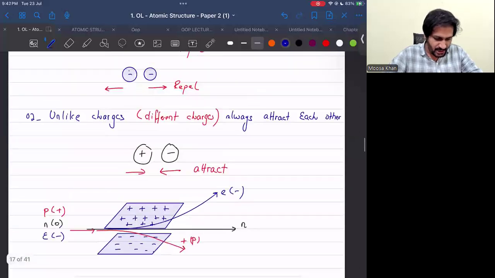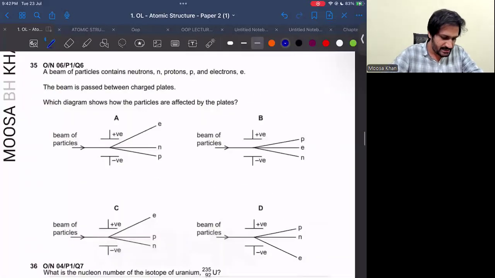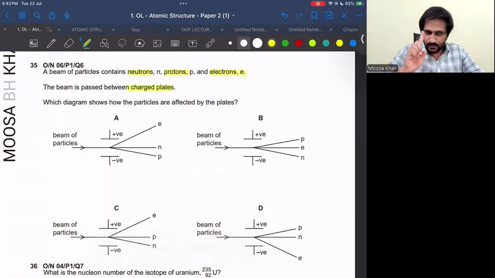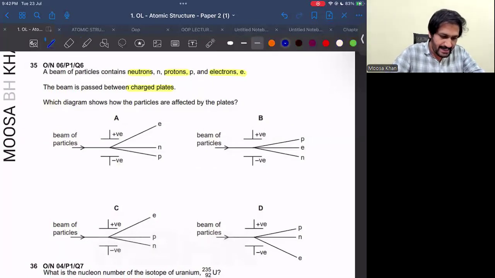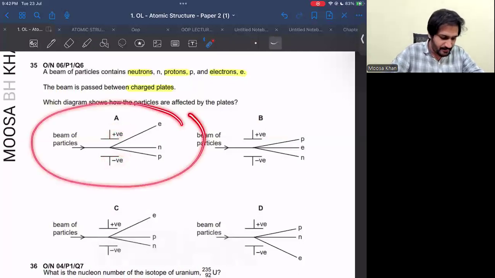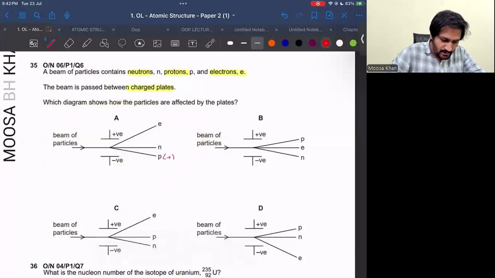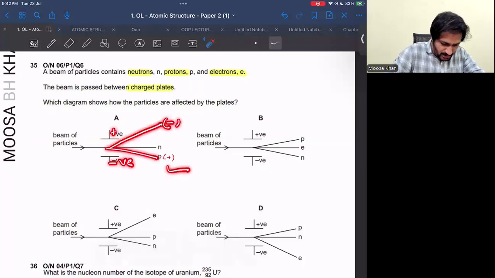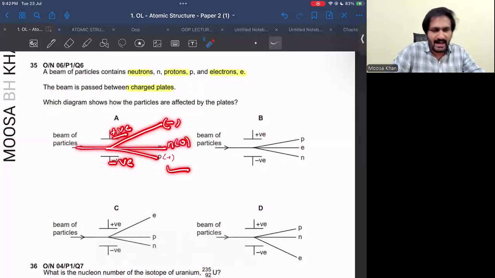Now, if you look at this question, can you tell me the answer? The question says a beam of particles contains neutrons, protons, and electrons. The beam is passed between the charged plates. Which diagram shows how the particles are affected by the plates? The plate at the top is positively charged and the plate at the bottom is negatively charged. Is this diagram correct? See, protons are positively charged. That's why they are deflected towards the negative charge plate. This is correct. Electrons are negatively charged and they are deflected towards the positively charged plate. This is also correct. And neutrons, as they have no charge, pass undeflected.